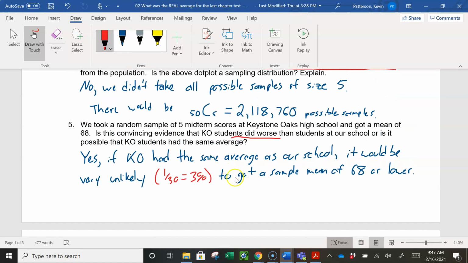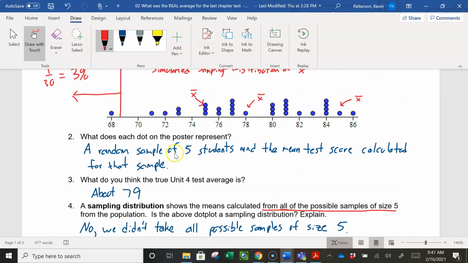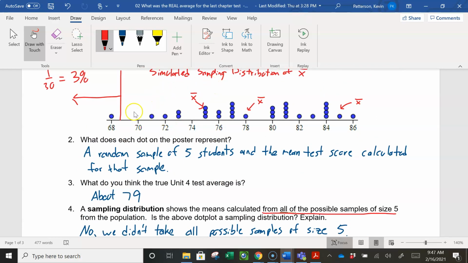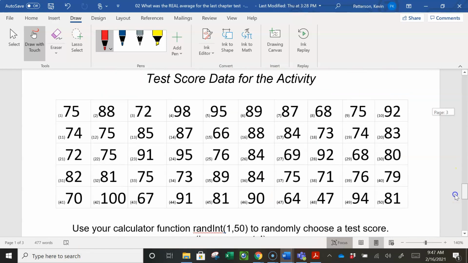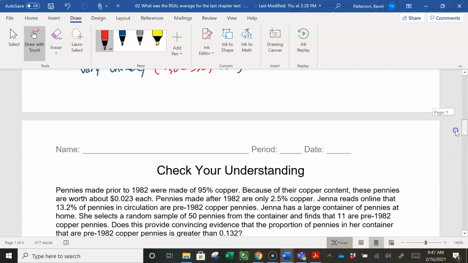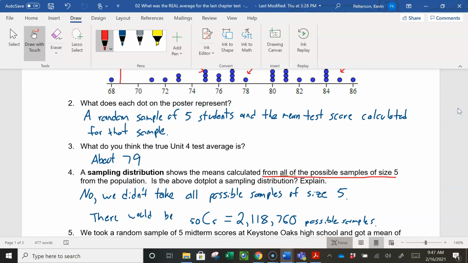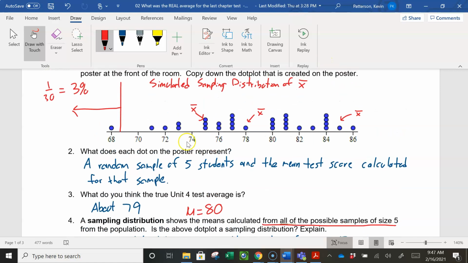Before we move on to the check your understanding, because it really finishes up the activity, I want to just go back up to number 3 and tell you, so we guessed just by looking at our simulated sampling distribution of X bar, we guessed about 79. So if you would take all 50 of these scores and average them, the average score actually comes out to be 80. Okay, so our population mean is equal to 80, and what we guessed, 79 and 80. Now, keep in mind, we just guessed. We could take the mean of all these and figure out what it is, and I would assume it would probably be very, very close to 80.